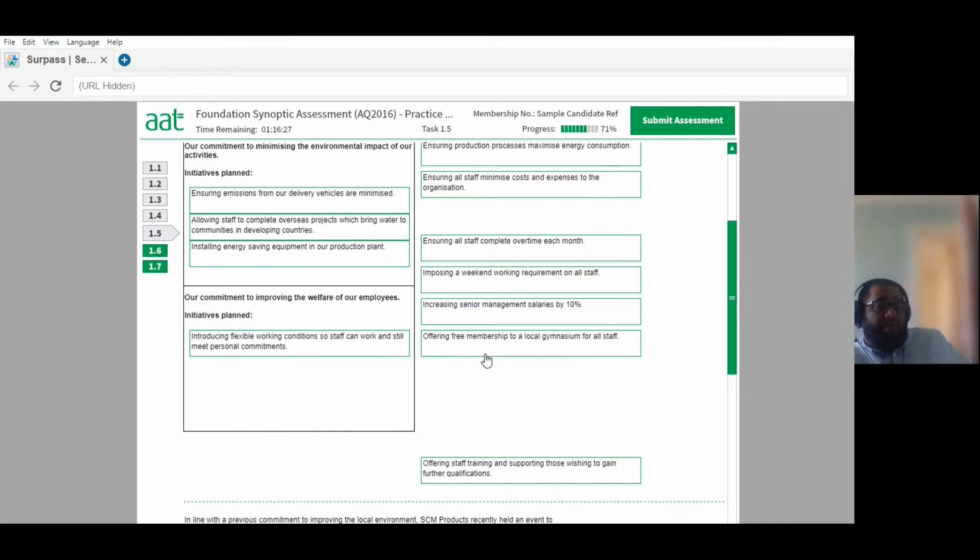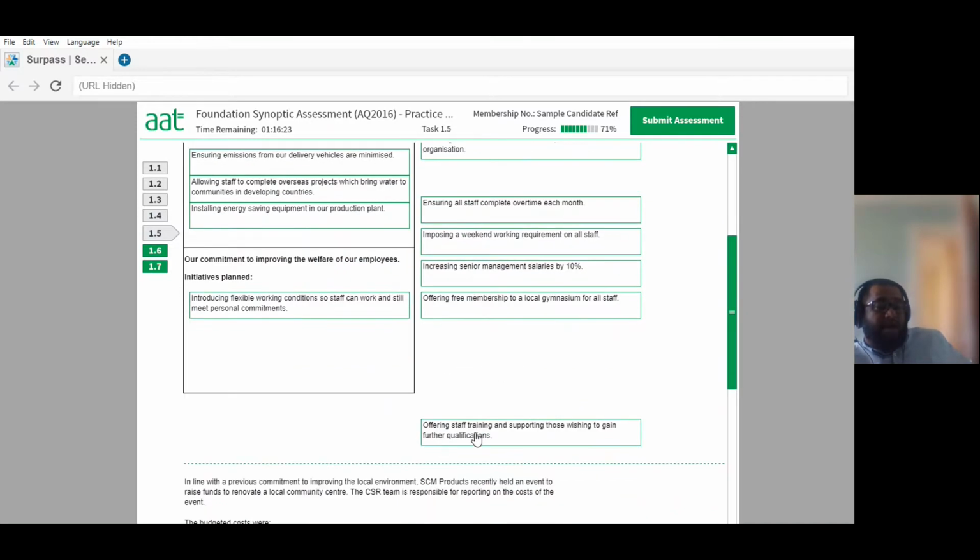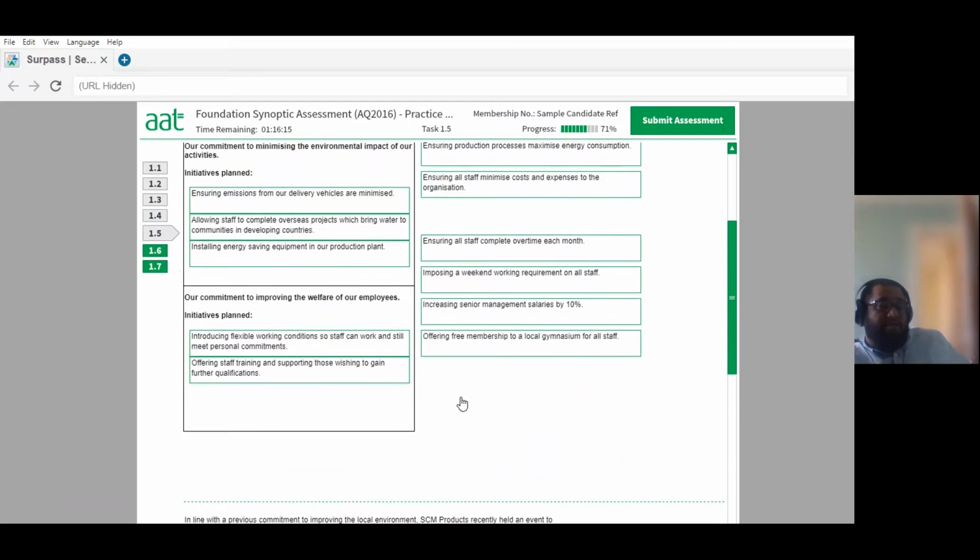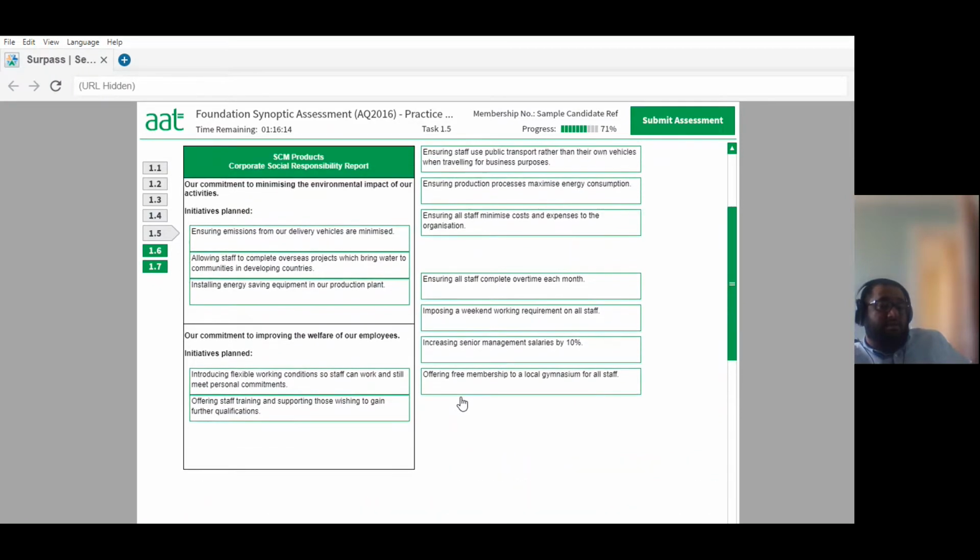Last one is offering a free membership to local gymnasium. Sorry, one here: offering staff training and supporting those wishing to gain further qualifications. Yes, of course, I will do that. And the last but not the least, this one. That's the most appropriate answer.